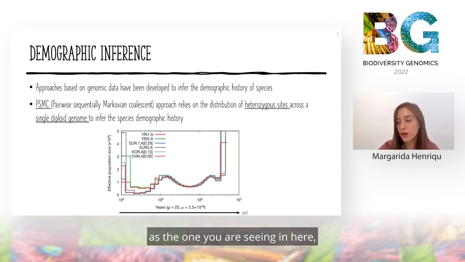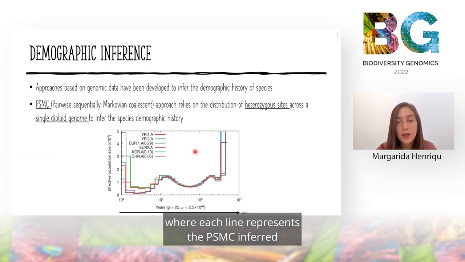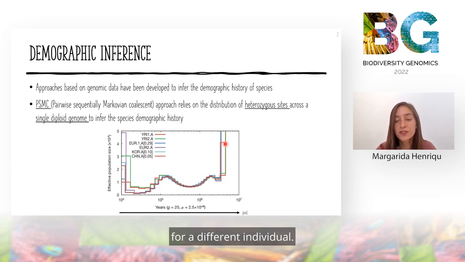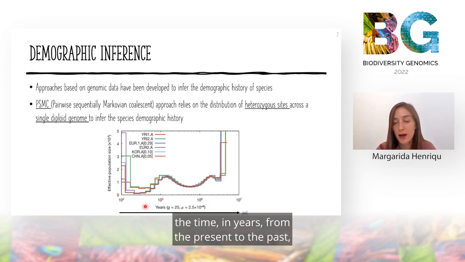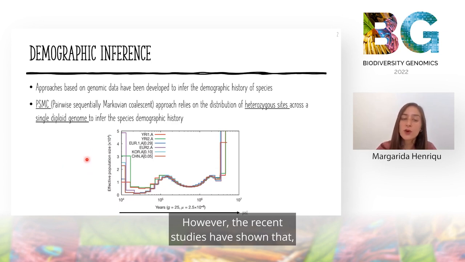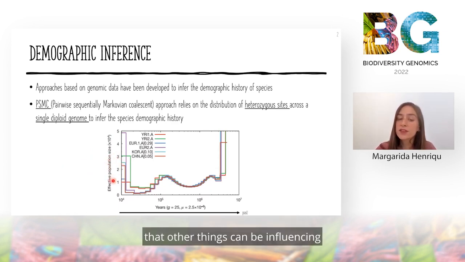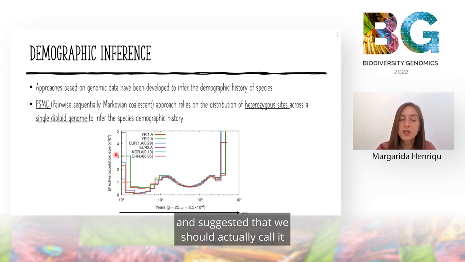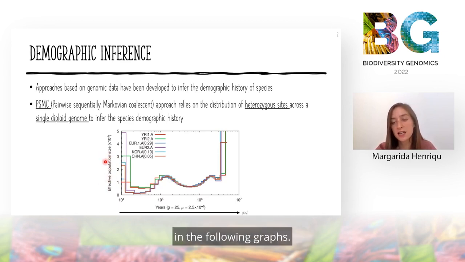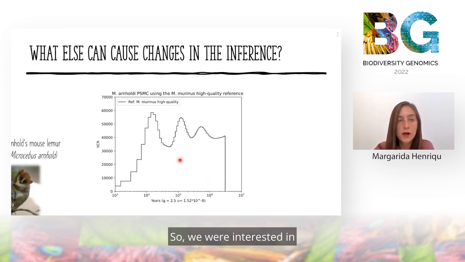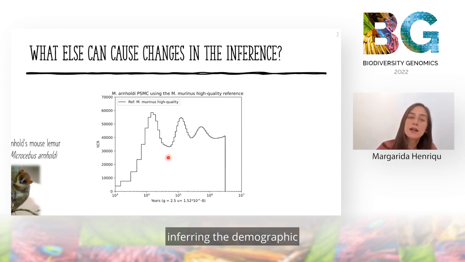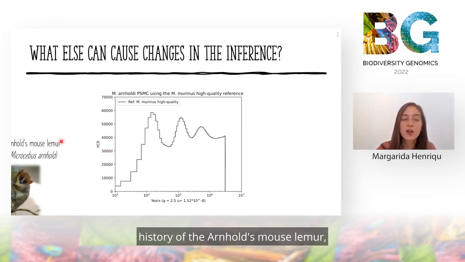This method produces a plot, as the one you are seeing here, where each line represents the PSMC inferred for a different individual. On the x-axis, we have the time in years from the present to the past, and on the y-axis, we have the effective population size. However, recent studies have shown that other things can be influencing the changes in the curves that we observe, such as population structure, and suggested that we should actually call it the inverse instantaneous coalescence rate, IICR, which is the name you will see in the following graphs.